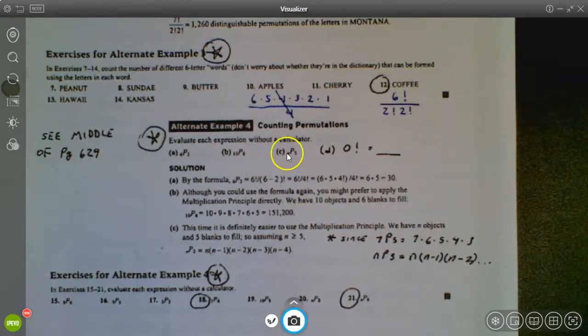All right, let's go down to this one. Counting permutations. Let me lay out a couple things for you right here. When you're given something in this format, 6P2, there is a formula for this, but I'm going to show you maybe an even easier approach than using that formula. So 6P2, what does that look like in terms of a formula? Let me jump back to page 629.